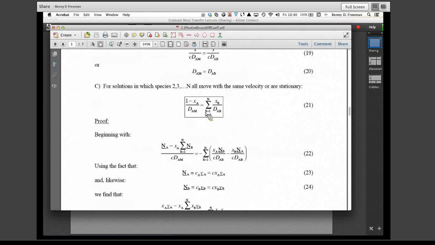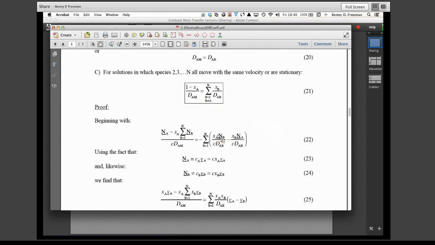Another case of interest is where you have a solution where species 2 through n either move with the same velocity or they're stationary, and only one component is effectively moving or diffusing on the time scale of interest. You can derive the relationship shown here between the diffusion coefficient of that species that's moving in the mixture and the diffusion coefficients of that species with each of the other components that are in that mixture.